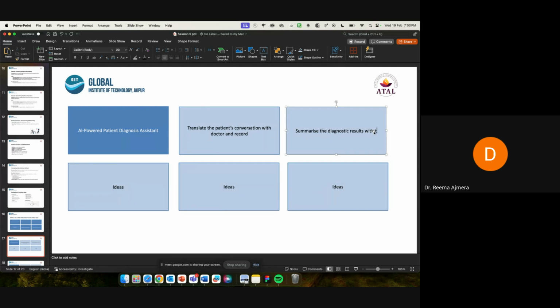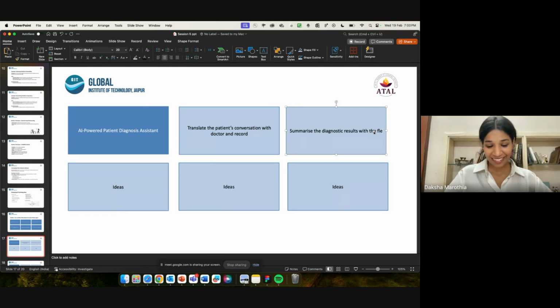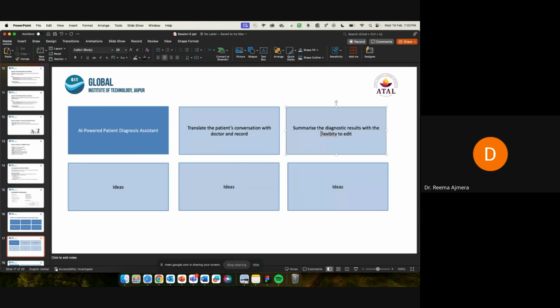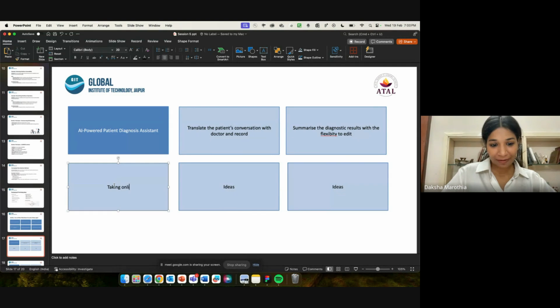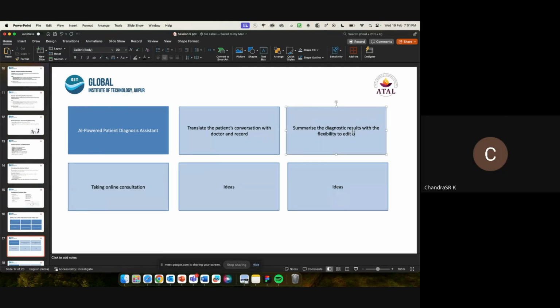Rajgopal has raised hand. Yes, Rajgopal, sir. Okay, maybe he raised his hand by mistake. Taking consultation online. One idea by Miss Ankita Gangwar, taking online consultation. The next one, comparing the current diagnosis with previous visits and showing whether the disease is getting cured or progressing. Some kind of insights.